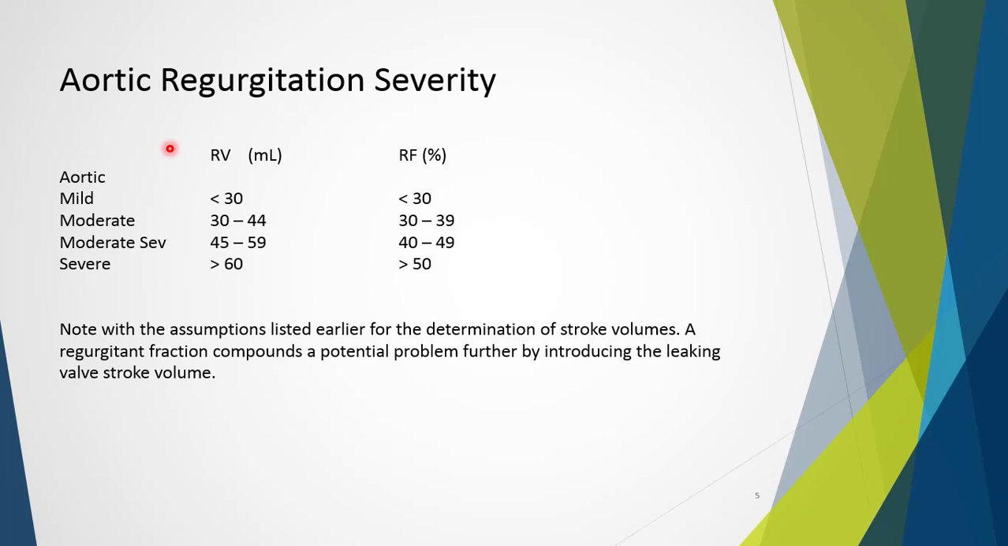Then working along with our numbers to determine severity, working with regurgitant volumes and regurgitant fractions, working with these sorts of ranges, we can quite easily establish whether someone is going to be mild, moderate to severe, or have severe severity. Note with the assumptions listed earlier for determining stroke volumes, a regurgitant fraction compounds the problem further by introducing the leaking valve stroke volume twice.